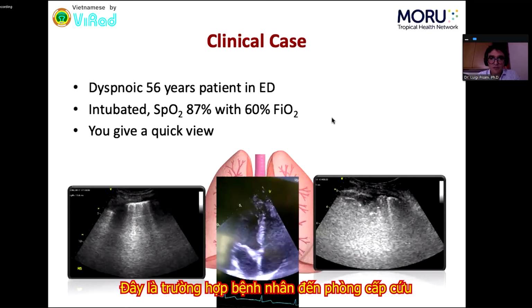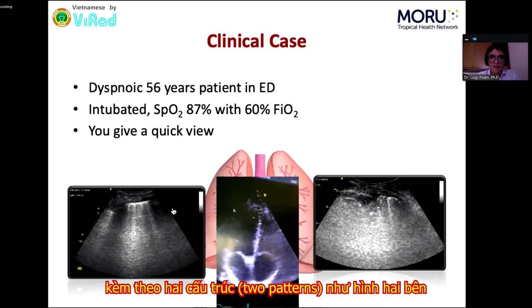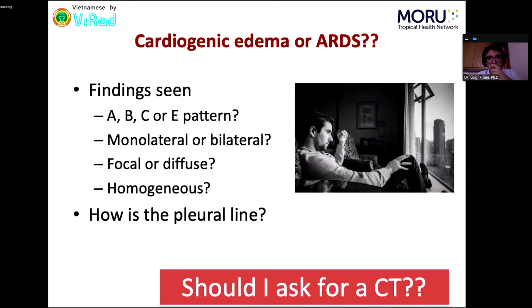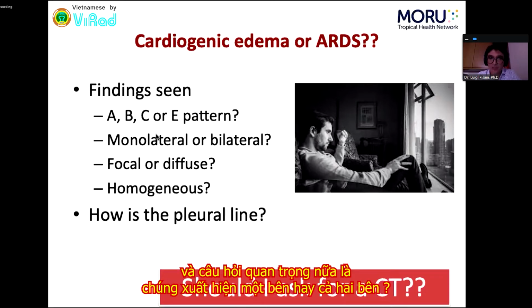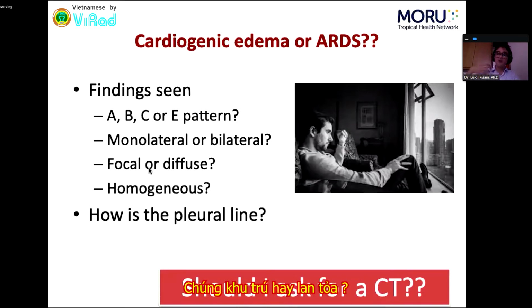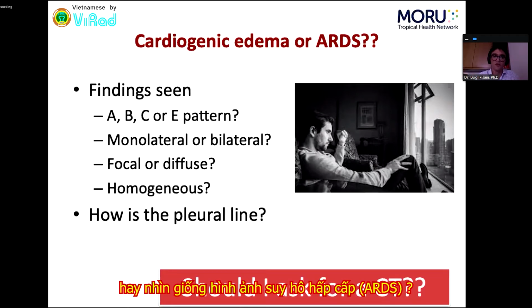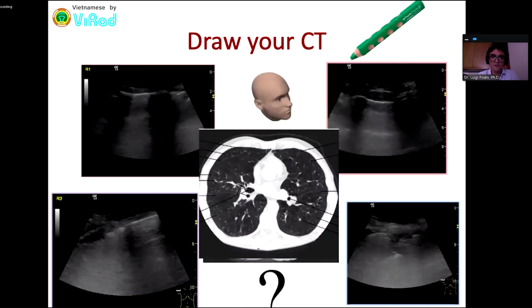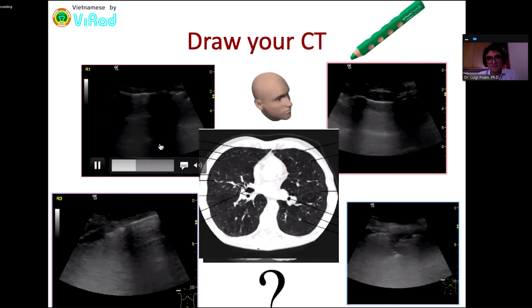So now let's see another diagnosis. There is a patient coming to the emergency department with hypoxemia and these two patterns. So you ask yourself, is it A, B, C, or E pattern? But the important question will be, are they monolateral or bilateral findings? Are they focal or diffuse? Is it homogeneous, like in pulmonary edema, or dishomogeneous, like in ARDS?